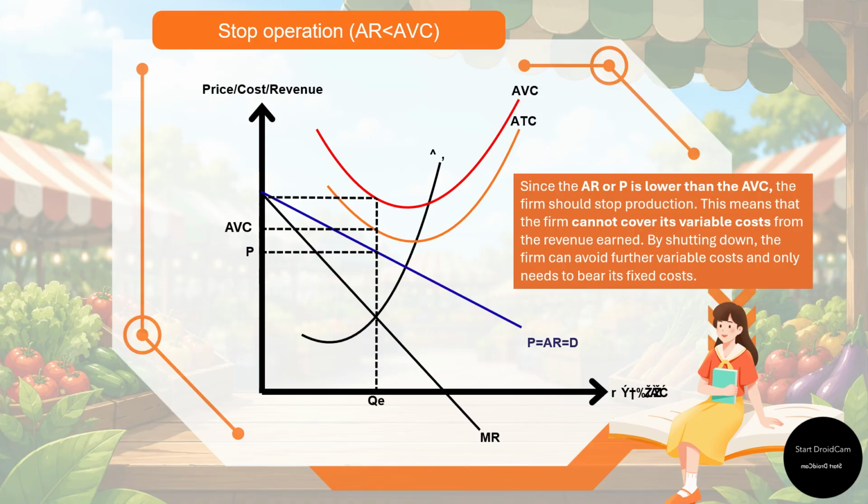The firm cannot even cover its variable cost from the revenue it earns. Therefore, continuing production would create even more losses. The best decision is to stop production in the short run. By shutting down, the firm avoids further variable cost and only has to bear its fixed costs.